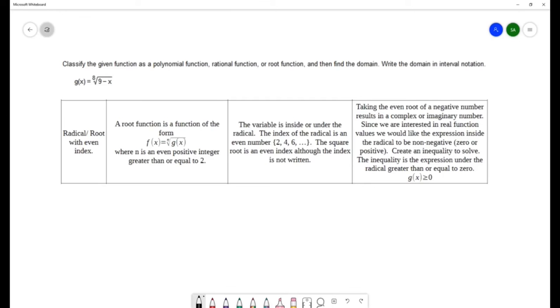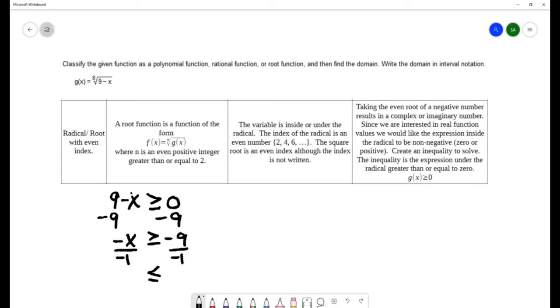So for our function, g of x equals the 8th root of 9 minus x, 9 minus x is the expression underneath the radical. And we're going to create that inequality: 9 minus x is greater than or equal to 0, and solve. So we're going to subtract 9. That gives negative x is greater than or equal to negative 9. Divide by negative 1 on both sides. We're dividing by a negative, which means we need to reverse the inequality symbol. And that gives x is less than or equal to 9.